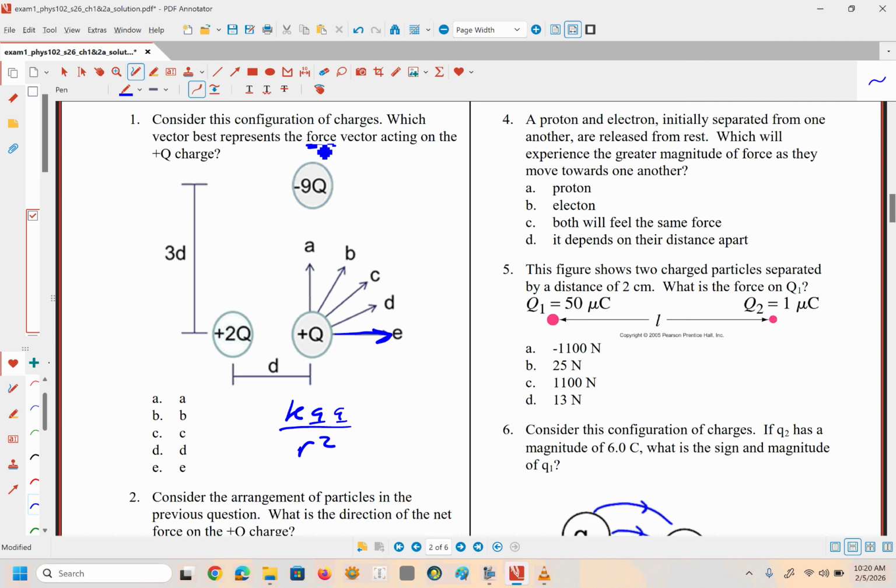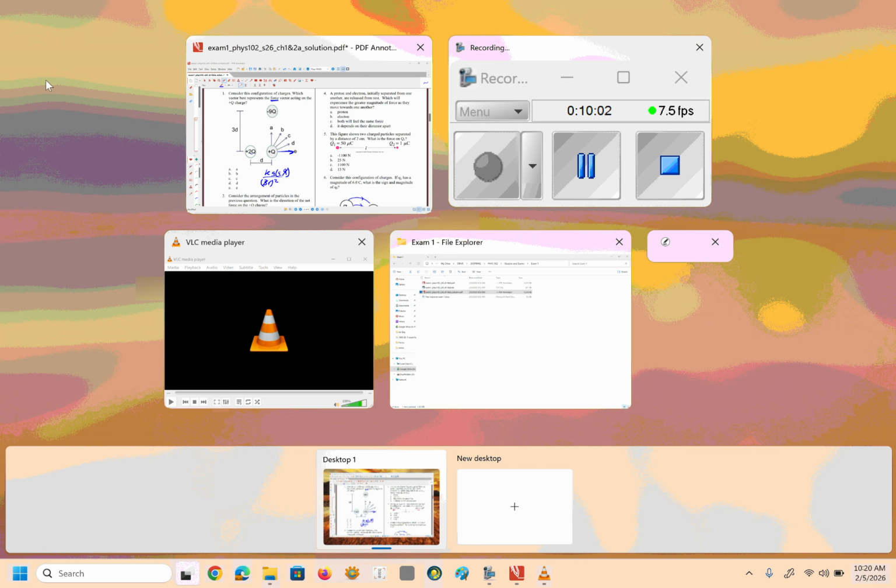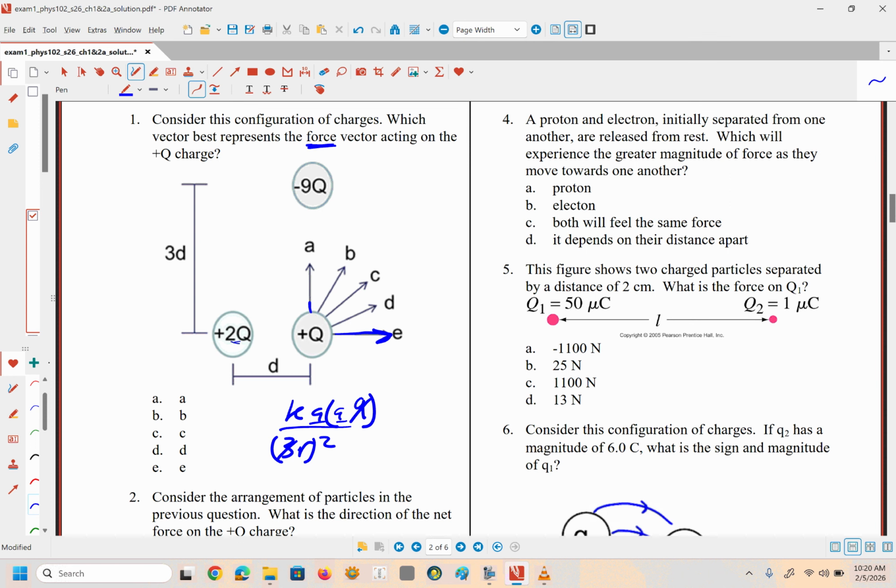I have a charge that is 9Q at 3 times the distance. And notice that cancels out. So a 9Q is 3 times half the 2Q. Like if this was just Q, the 9Q would be 9 times half the 2Q. So what that means is that the electric force vector is going to be half the length of this vector.